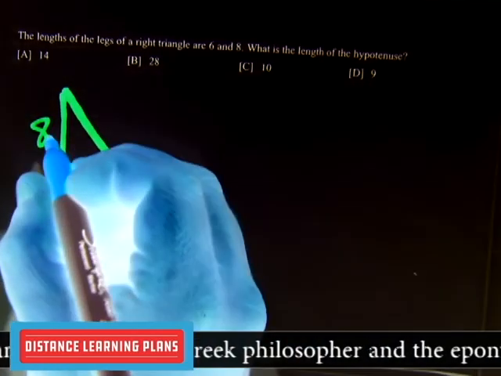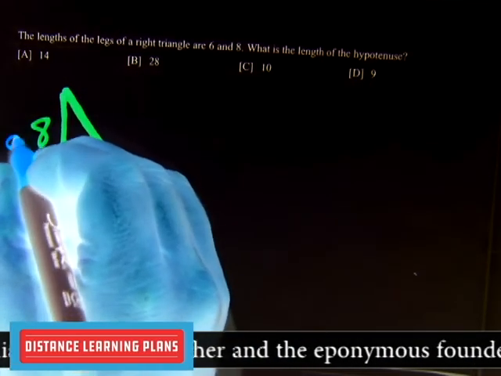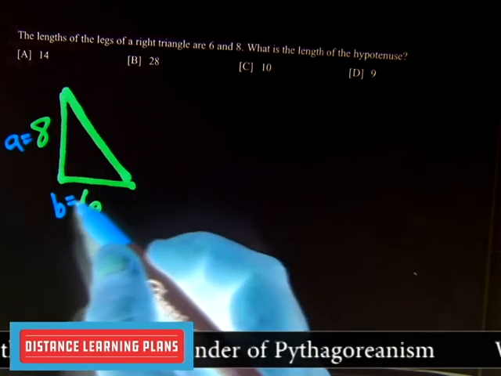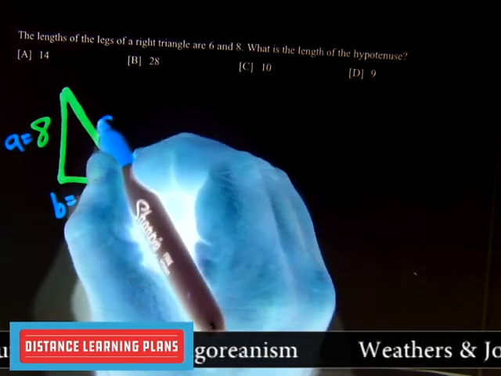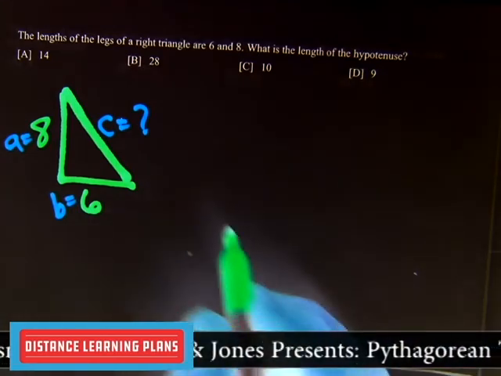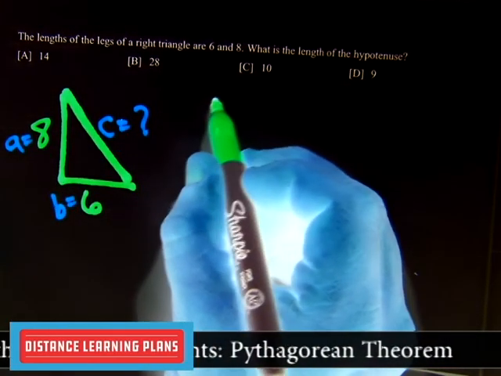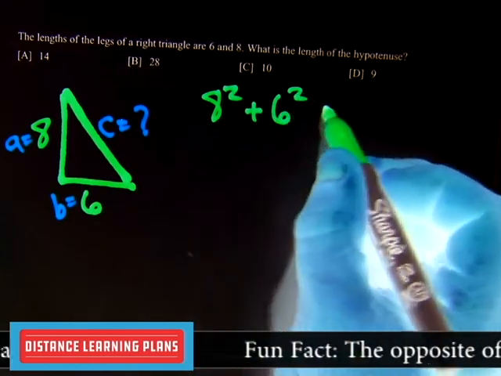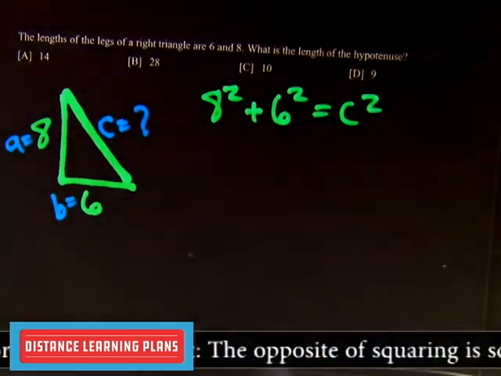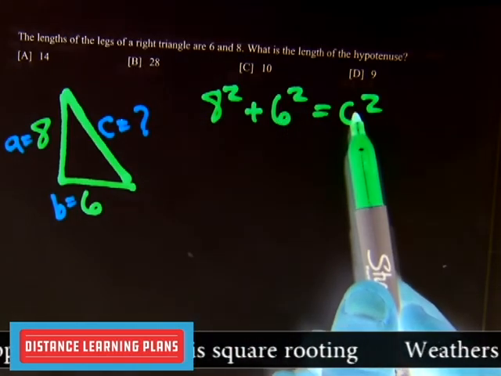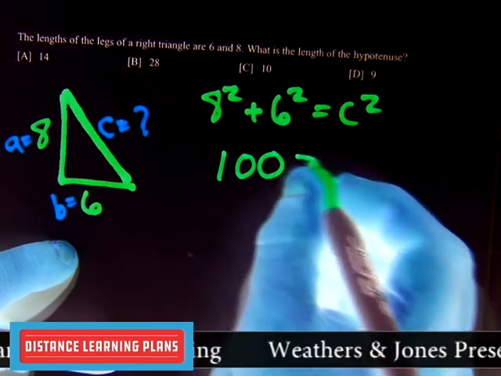Remember, when it comes to labeling, we would say A is 8. It could have been A or B. And then B will be 6. It could have been A or B. But then this one has to be C. And we'll just go through 8 squared plus 6 squared equals C squared. A squared plus B squared equals C squared. And you get 100 equals C squared.